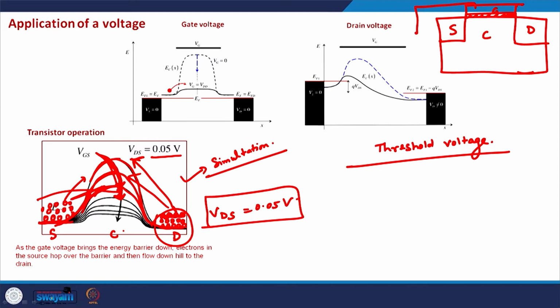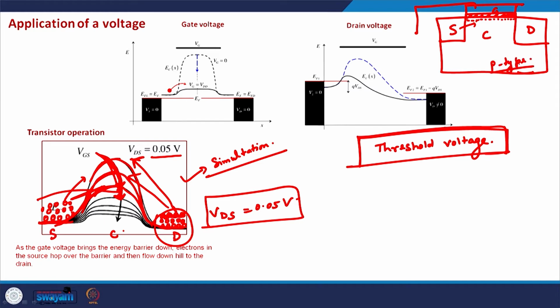If the gate voltage is positive enough that it can create an inversion layer of electrons just below the oxide, only then will the current start in the system. The voltage at which this inversion happens properly in the channel is known as the threshold voltage.